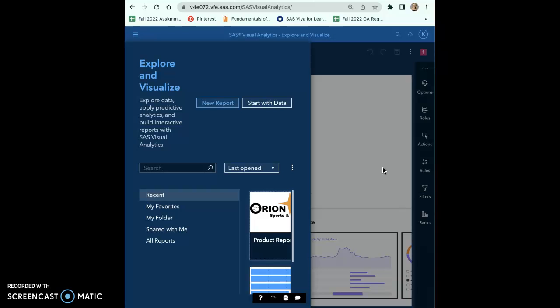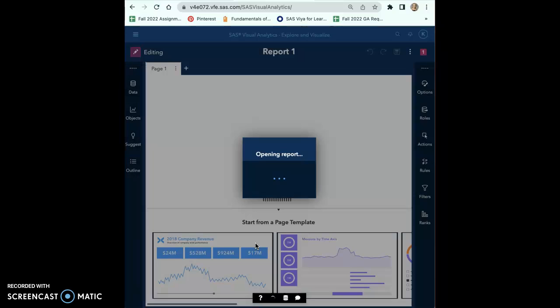So first we are going to open Explore and Visualize, and that was found using these three lines in the top left corner. So we're going to start with data that we already have. I've recently opened the product report for Orion Sports, so that is what we are going to double click.